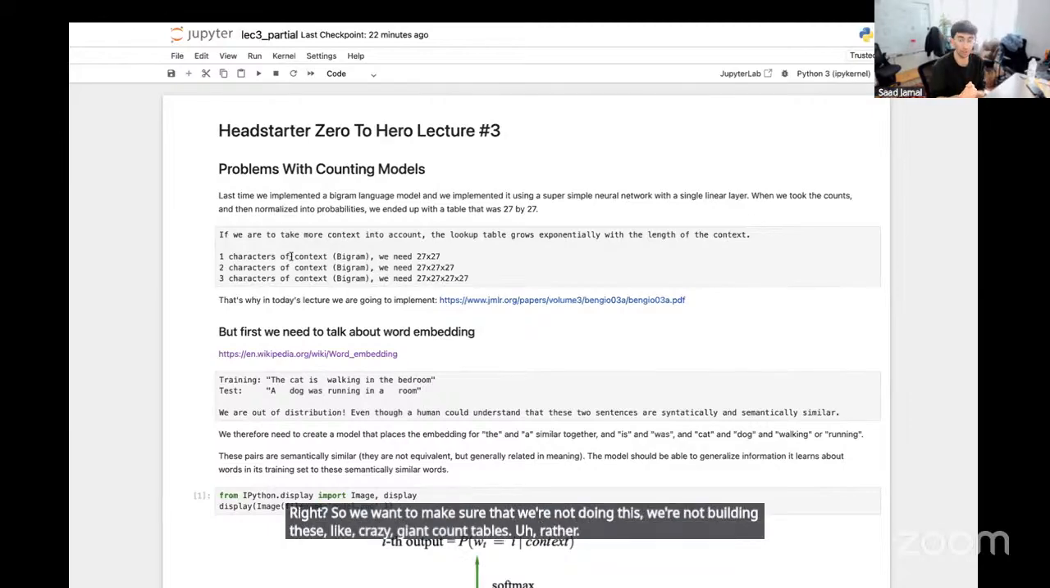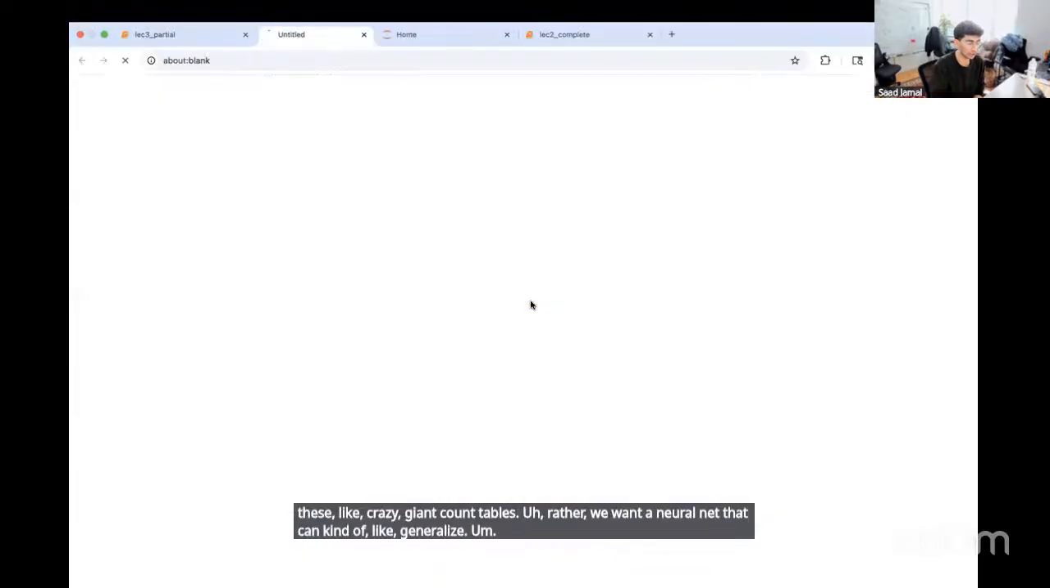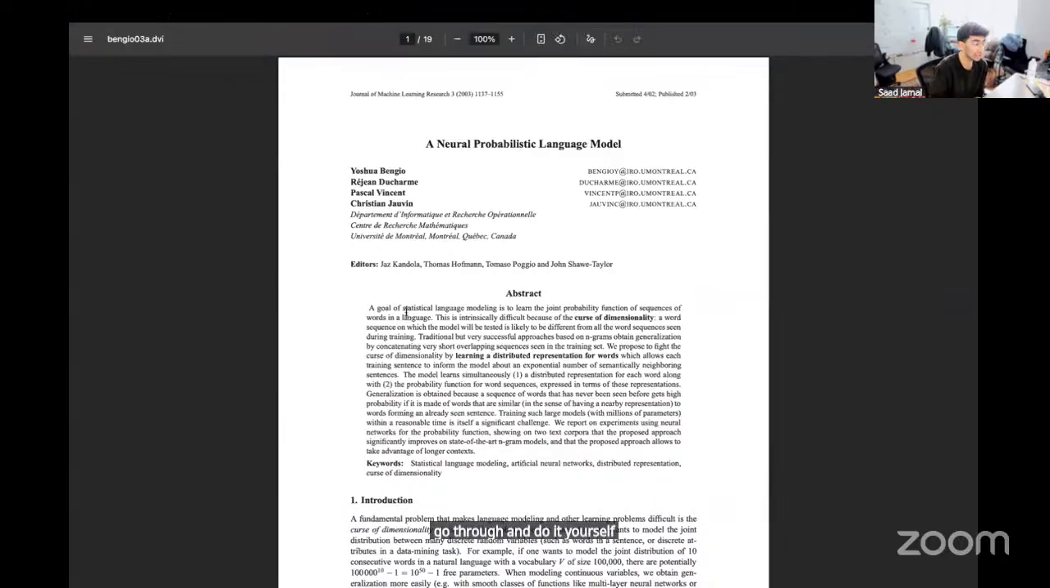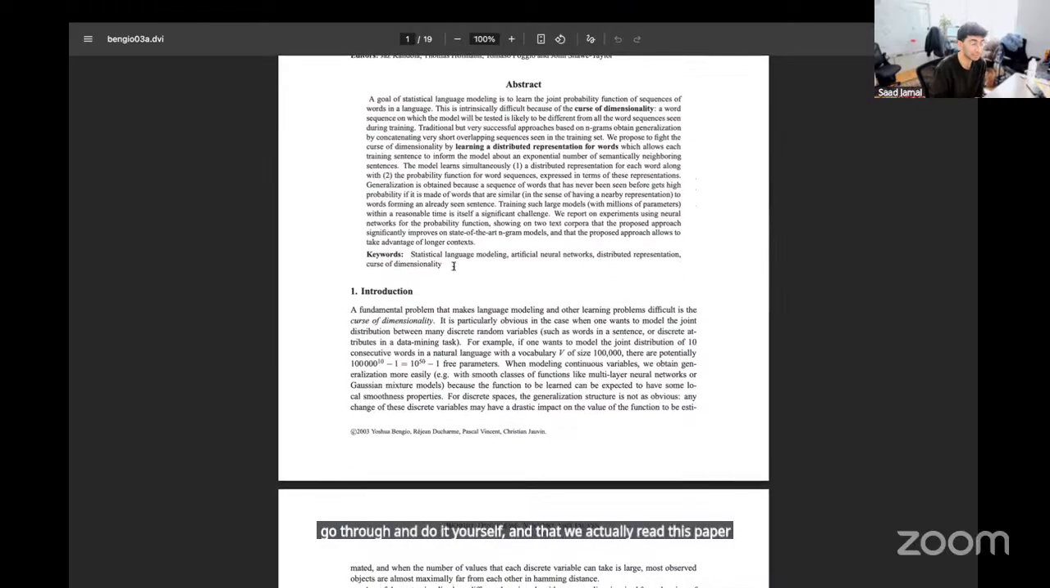Rather, we want a neural net that can generalize. And what we're going to do is we're going to implement in today's lecture a paper by Yoshua Bengio. He's one of the greats of natural language processing. This is a paper from 2003. It's really interesting, and I recommend after we implement it today that you go through and do it yourself. And that we actually read this paper top to bottom because back in 2003, he's talking a lot about the same problems that we're seeing today.